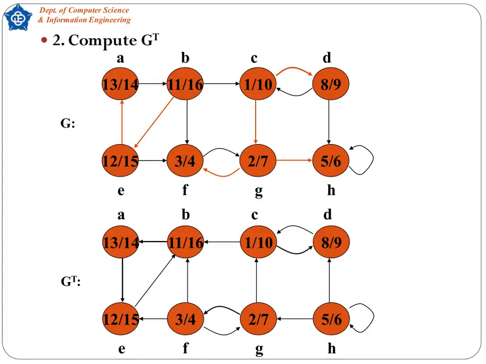Every arrow in the original graph has been flipped. Where G had an edge from A to B, G^T now goes from B to A. Likewise, for each connection between C and D, E and F, F and G, and so on. Notice that although all link directions reverse, the node identifiers and their scores stay exactly the same.